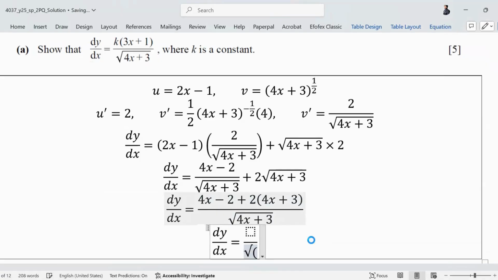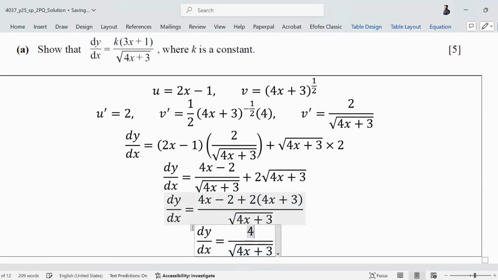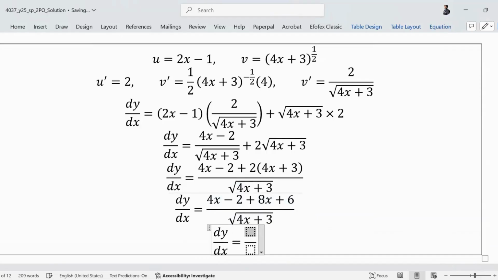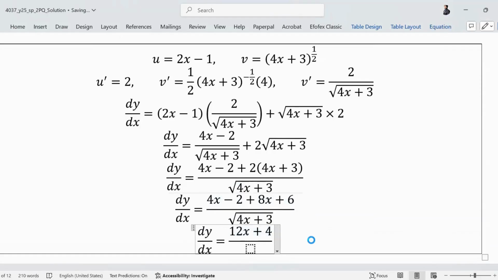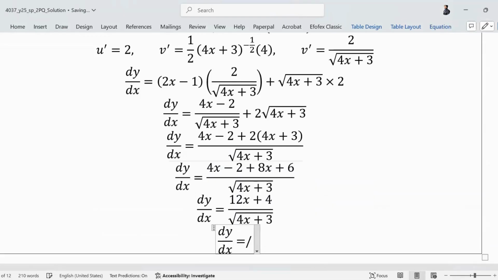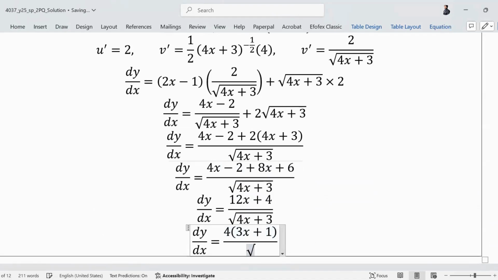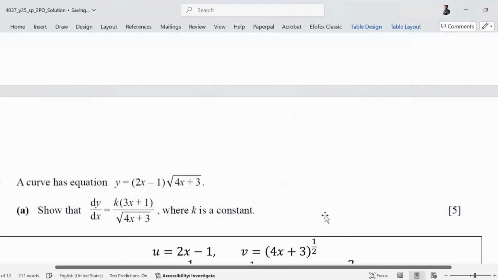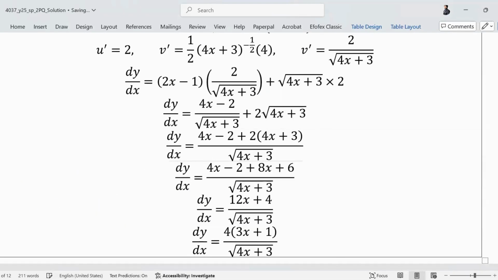The denominator is square root of 4x plus 3 and the numerator is 4x minus 2 plus 8x plus 6. So the derivative when simplified becomes (12x plus 4) upon square root of 4x plus 3. Furthermore, the question wants us to take 4 common, so 4 times (3x plus 1) upon square root of 4x plus 3, and that is the form of the derivative we need to figure out.